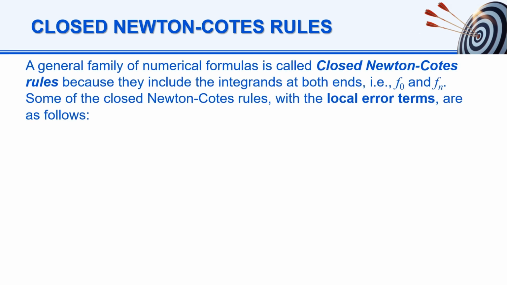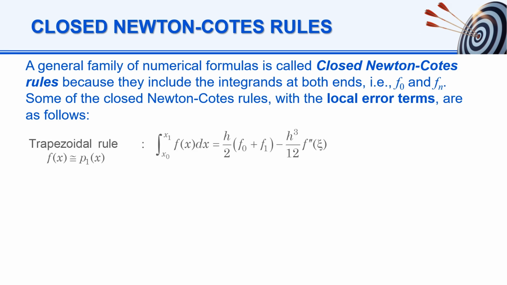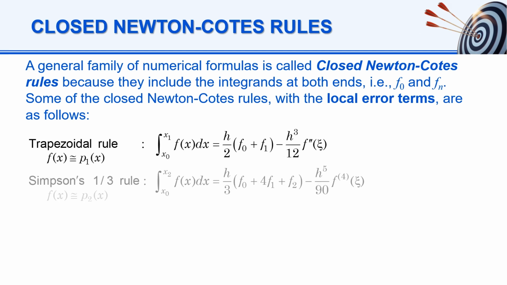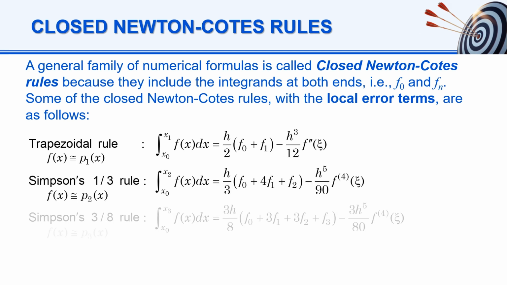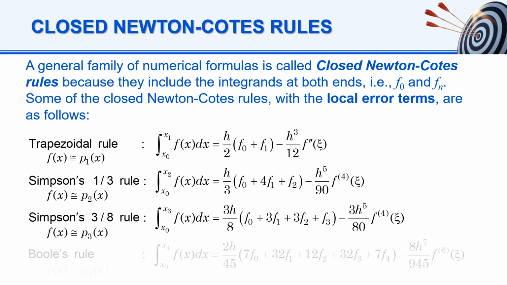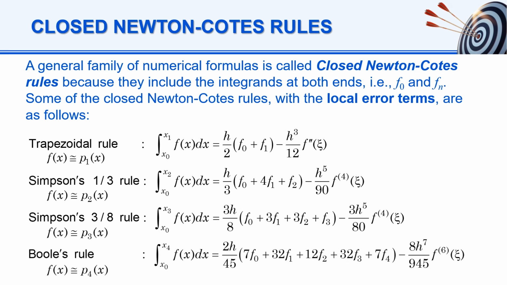A general family of numerical formulas is called closed Newton-Cotes rules because they include the integrands at both ends, i.e., f0 and fn. Some of the closed Newton-Cotes rules, with the local error terms, are given as follows. The most commonly used closed Newton-Cotes rules were covered previously. Thus, this lecture is largely devoted to the application of open Newton-Cotes rules.